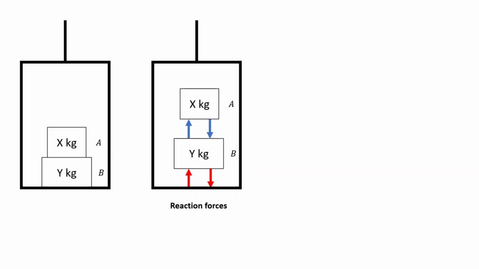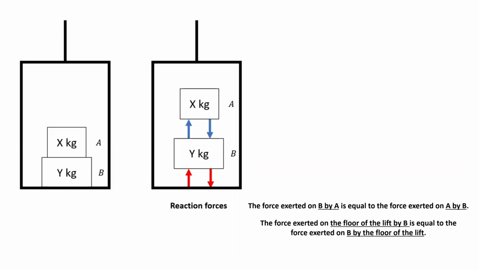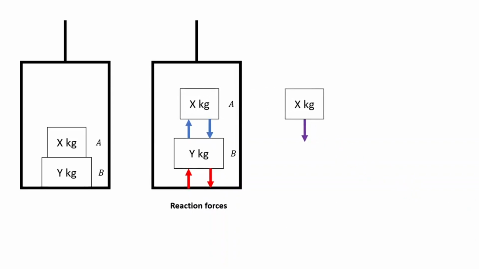Having a look at this diagram, the force that B exerts on A is exactly the same as the force A exerts on B. The force that B exerts on the floor of the lift is exactly the same as the force the floor of the lift exerts onto B. So sometimes with the wording of the question, we can find an equivalent force that we know to be the same. Once again, each of these individual masses, these individual bodies, can be modeled along with its forces.